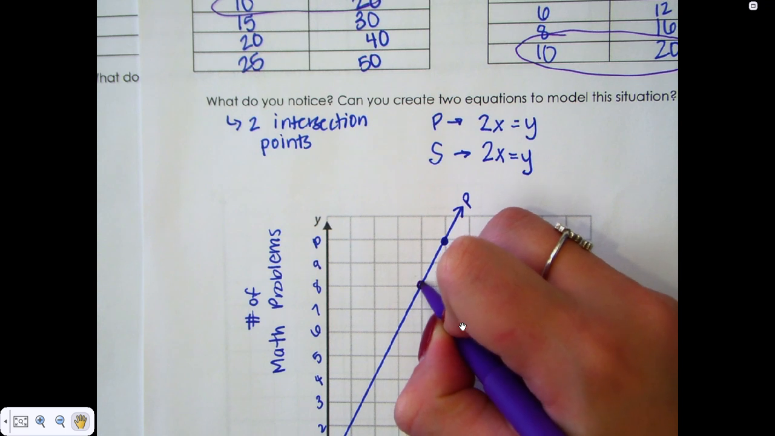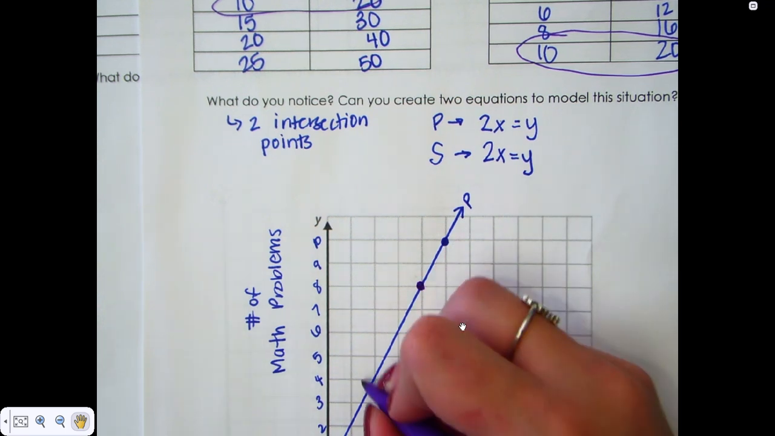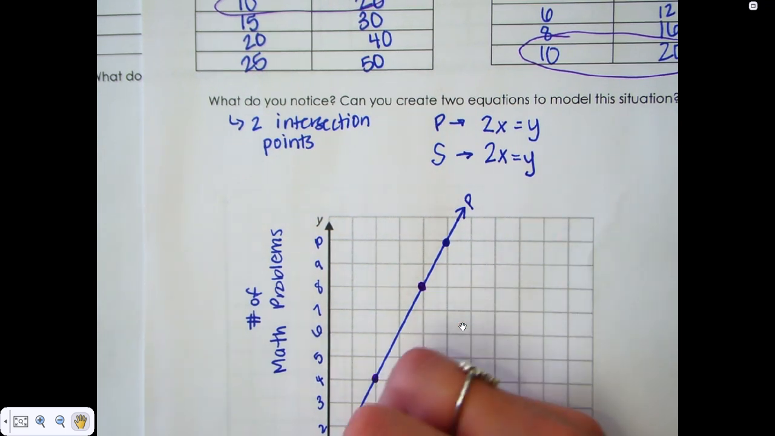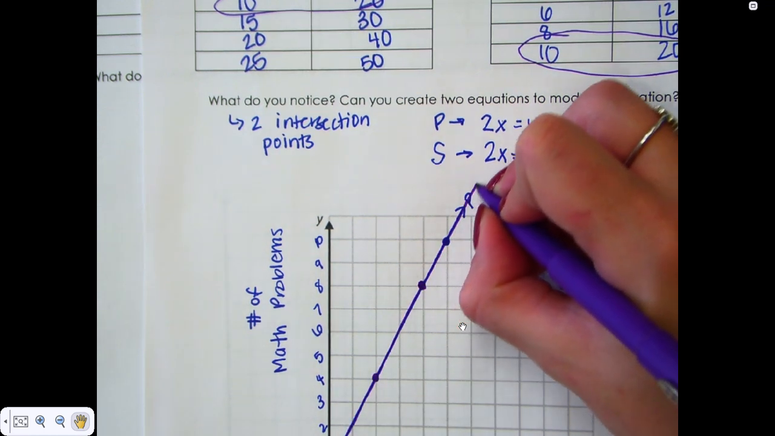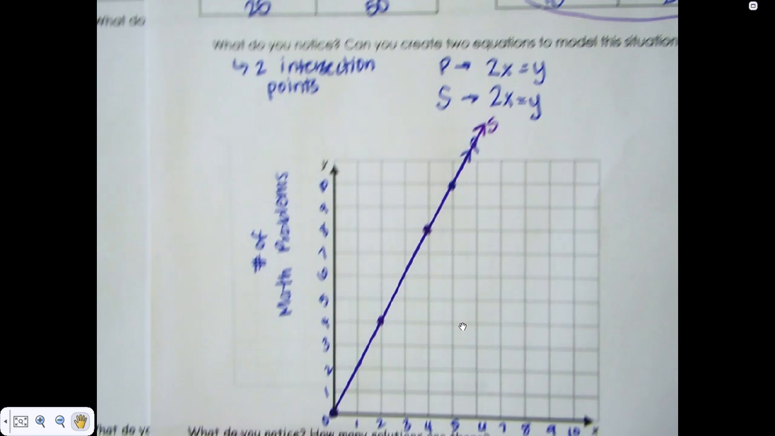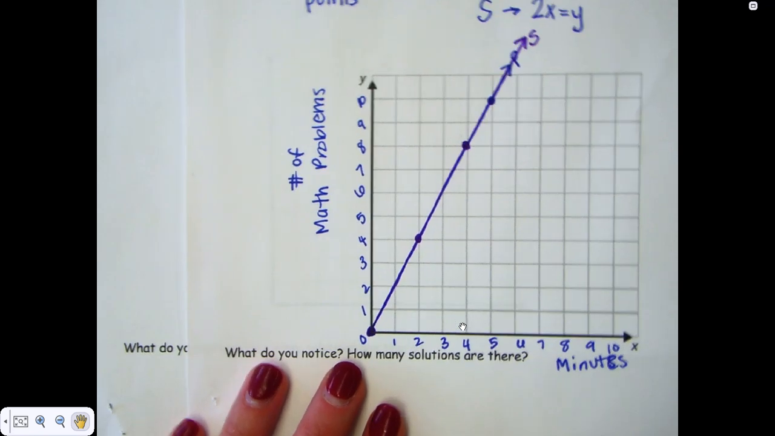Oh, look, that's already on my line. These are all actually already on my line. So these lines are actually going to be the same. I'll put an S there. So what do you notice? How many solutions are there?